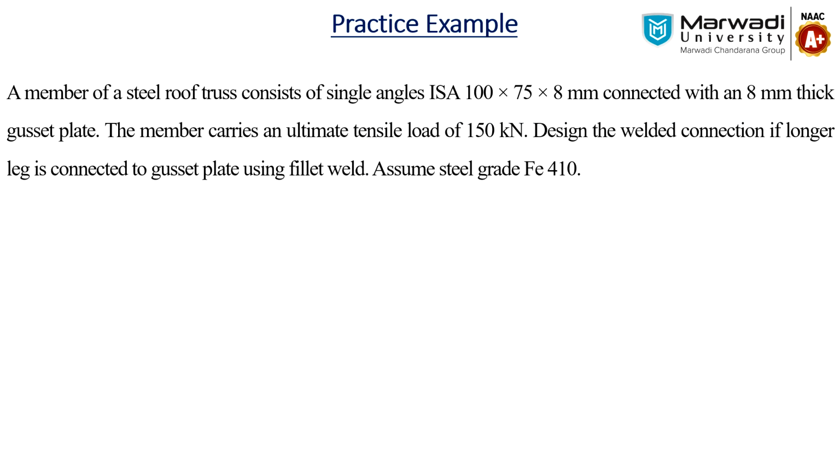The member of the steel roof truss consists of a single angle ISA 100 by 75 by 8 mm, which is connected to an 8 mm thick gusset plate. The member carries an ultimate tensile load of 150 kilonewton. Design the welded connection if the longer leg is connected to the gusset plate using a fillet weld. Assume steel grade 410.